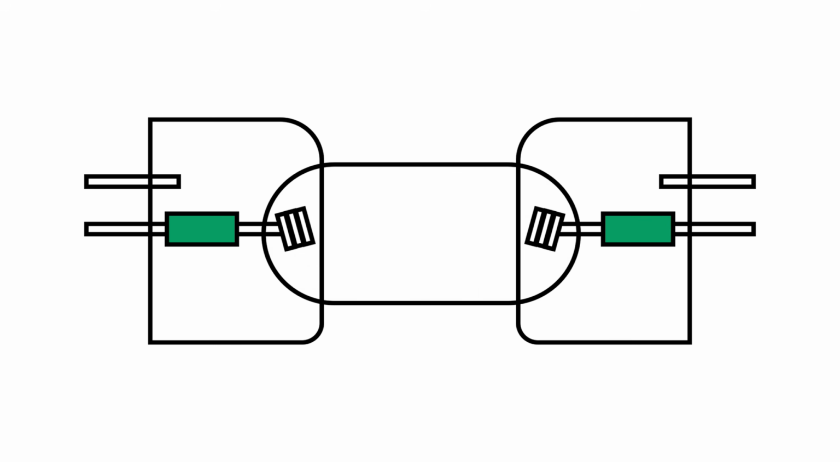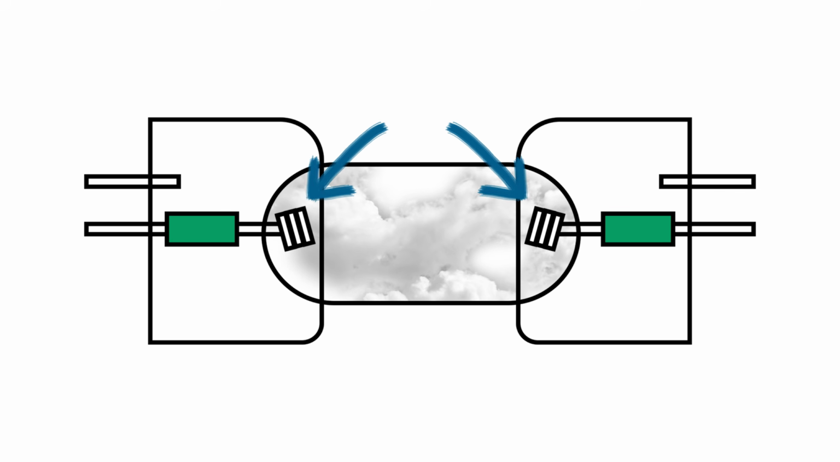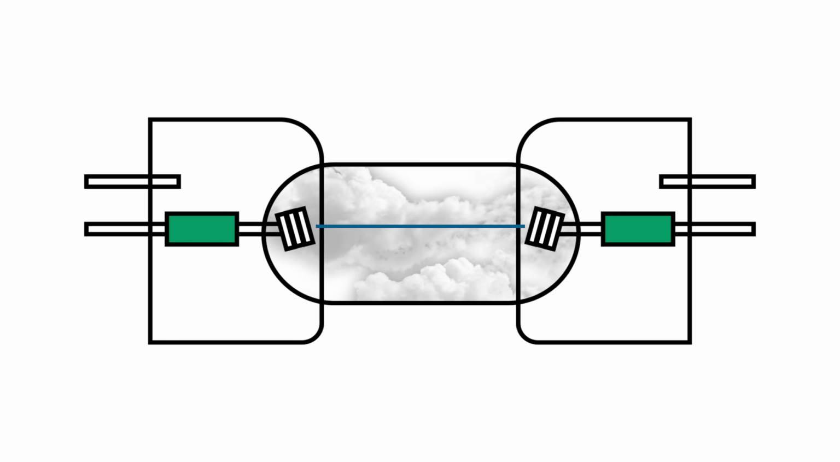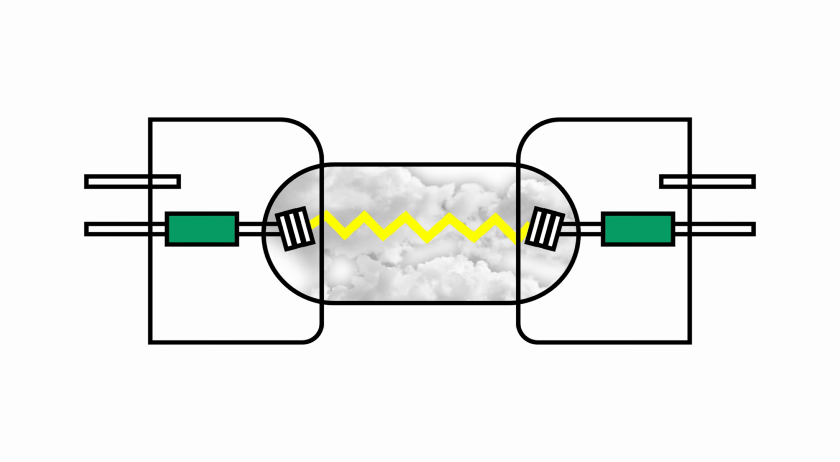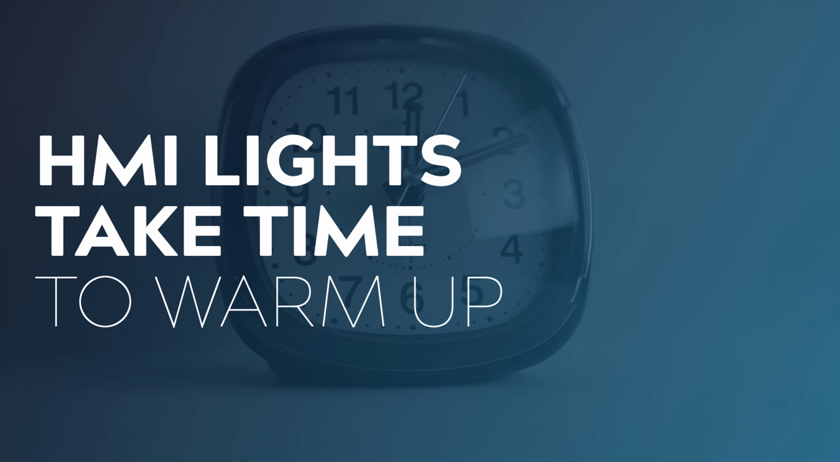HMIs work by mixing a mercury vapor with metal halides within a quartz glass bulb. Inside the bulb are also 2 tungsten electrodes, and they're spaced just far enough apart so that when a current passes through them, it arcs across and jumps from one electrode to another. This arc of electricity excites those mercury vapors and the metal halides to produce light. These gases do, however, take a little bit of time to warm up, so you will have to wait for these lights to get up to their proper output and color.